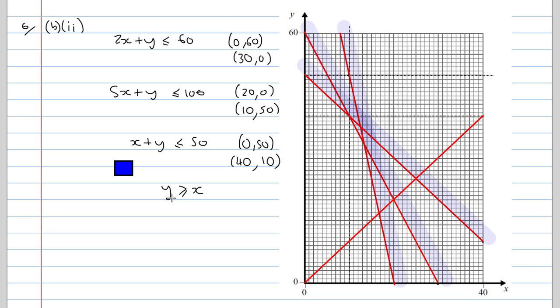And we're interested in y is greater than x, that means the region where y is larger, above the line, and so we need to shade the region below the line. And so our feasible region is in here.